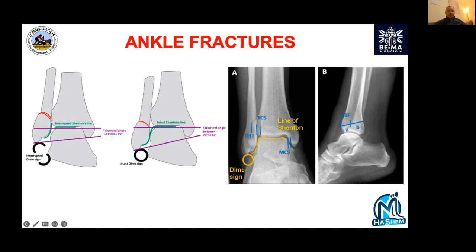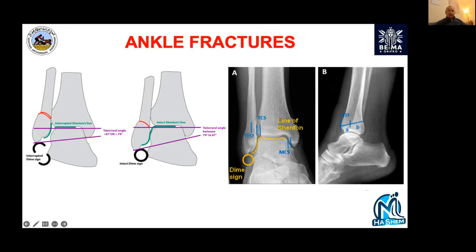What we are looking into is the medial clear space and the intact Shenton line to diagnose if there is any medial injury or not. We're looking into the tibiofibular clear space and tibiofibular overlap to diagnose syndesmotic injury. We're looking into the dime sign to diagnose any fibular shortening, and we're looking into the talocrural angle to diagnose the fibular length, either short or long.